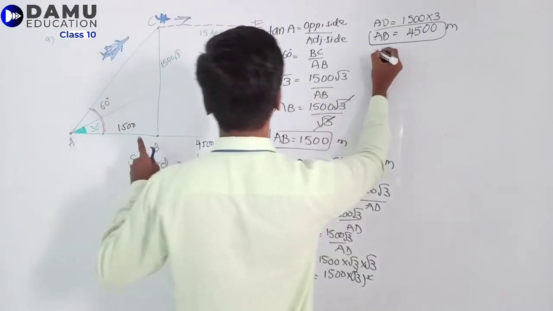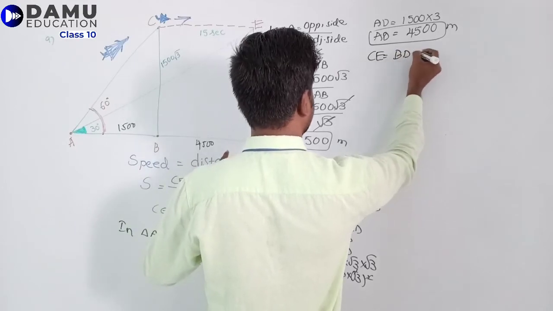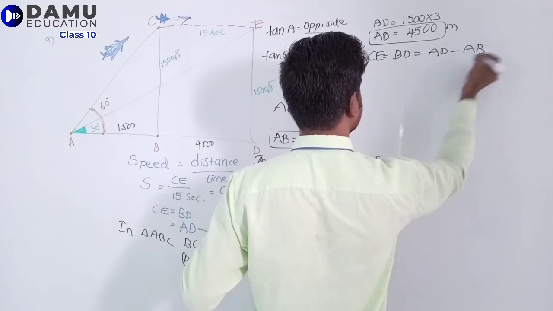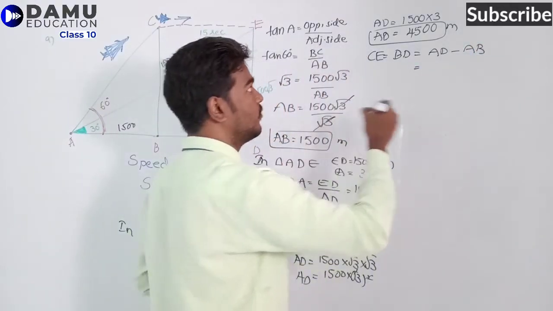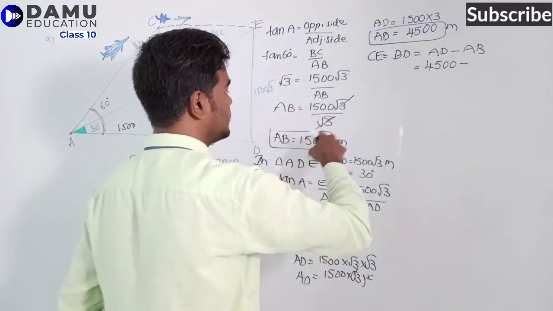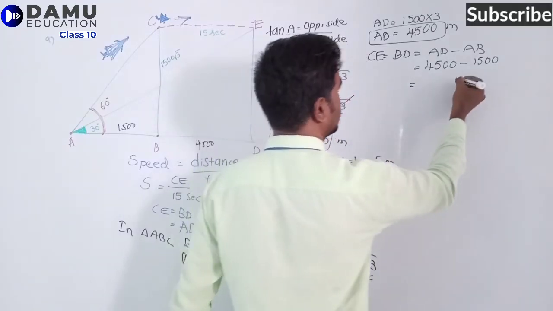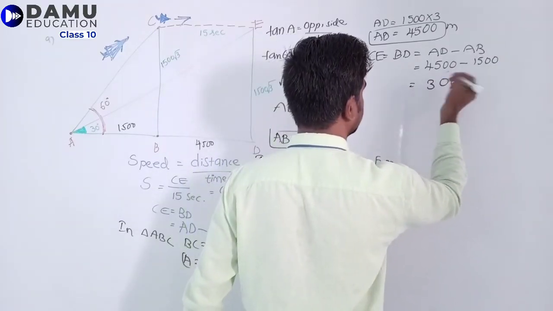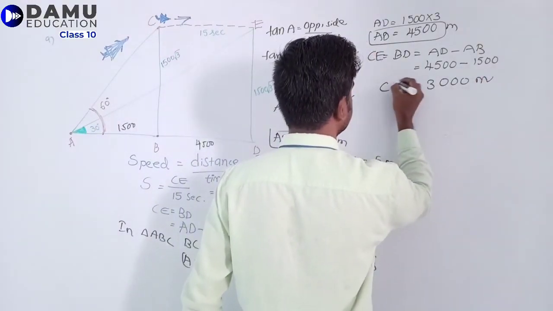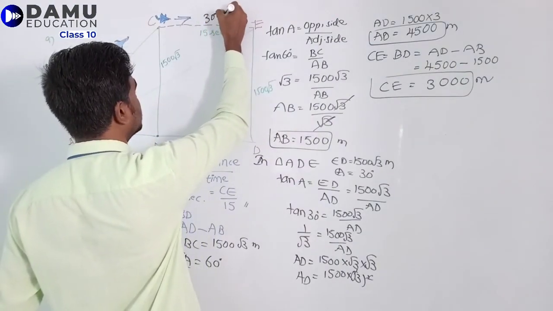Then what is the distance it has traveled? That is CE, which will be equal to BD. That will be equal to AD minus AB. AD is 4500 minus AB, which is 1500. So that is 3000 meters. So CE will be equal to 3000 meters. So this distance is 3000 meters.